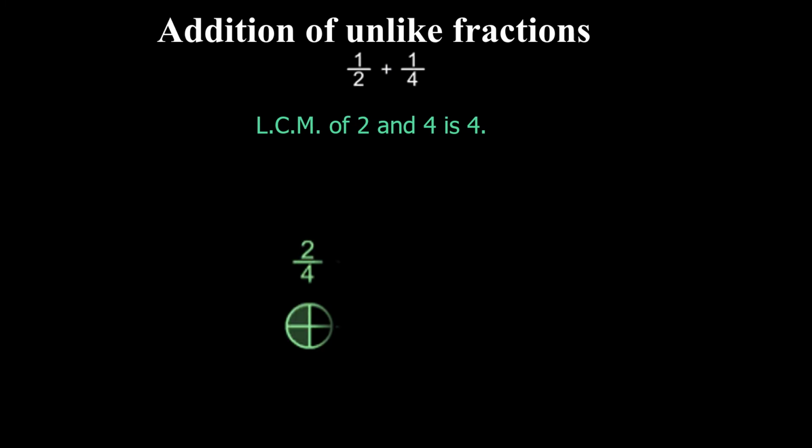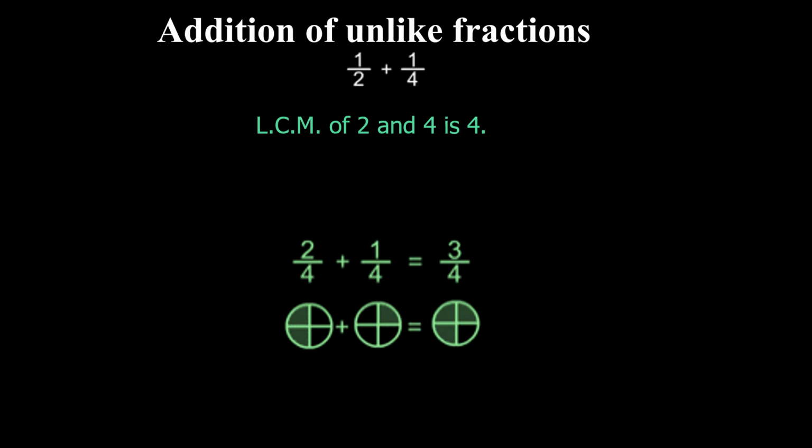Addition of unlike fractions. So to add unlike fractions, we should make the denominator the same. We should make it into like fractions. Okay. So let us take the LCM first. LCM of the denominators 2 and 4 is 4. So make the denominator the same, as 4.